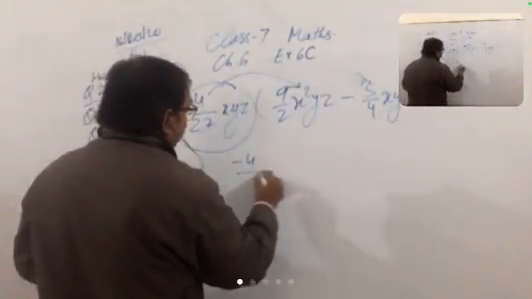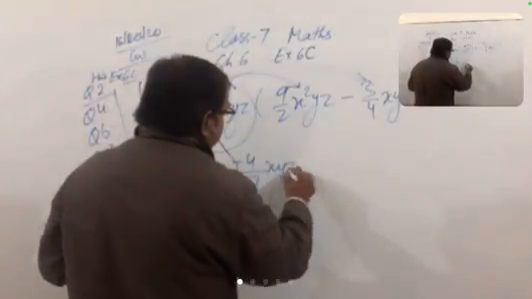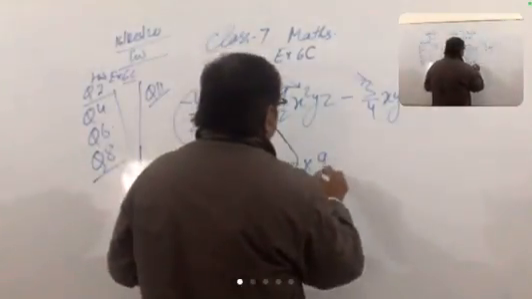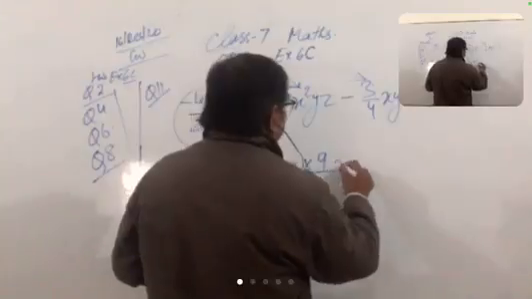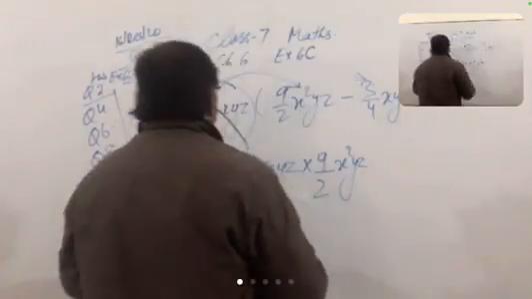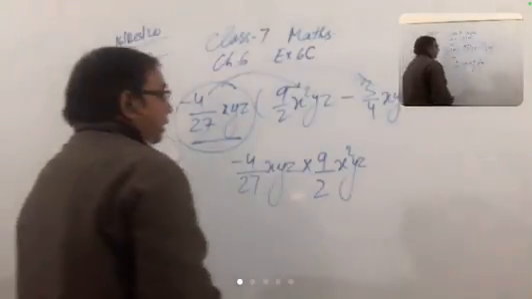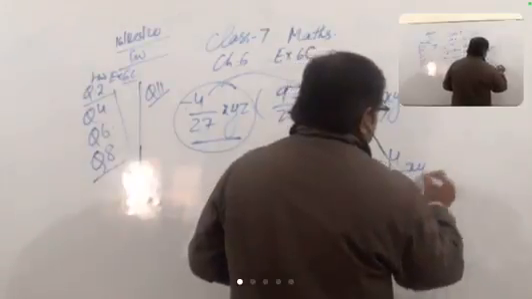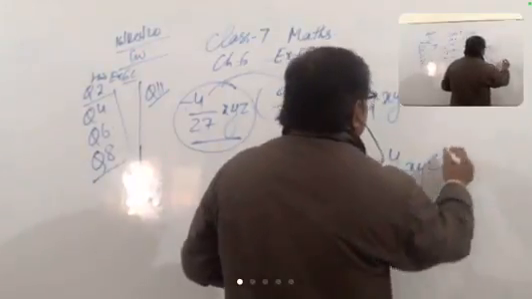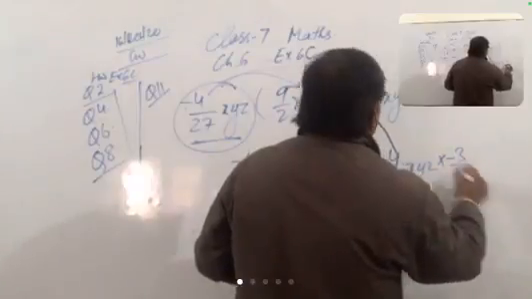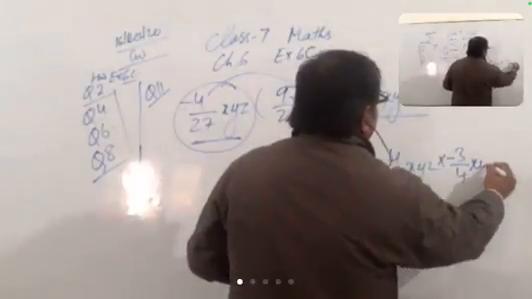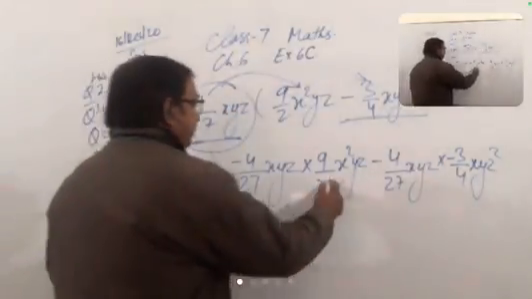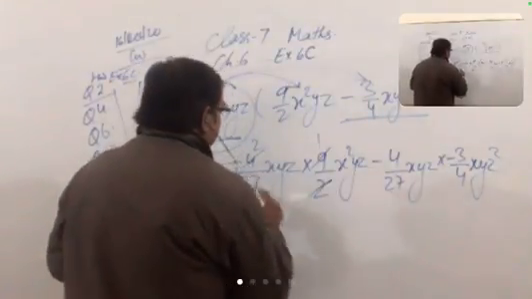So it will be minus 4 upon 27 xyz multiplied by 9 upon 2 x square yz, and then you see this term is negative, so we can write here minus 4 upon 27 xyz, then multiplied by minus 3 upon 4 xyz square, and this term is also negative. Now this is cancelled.